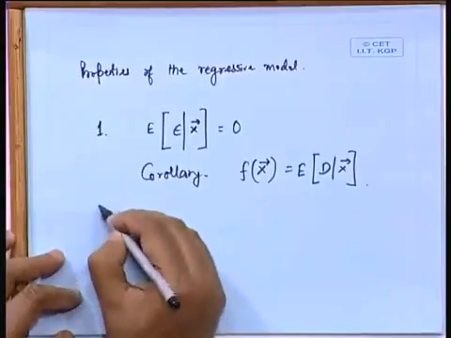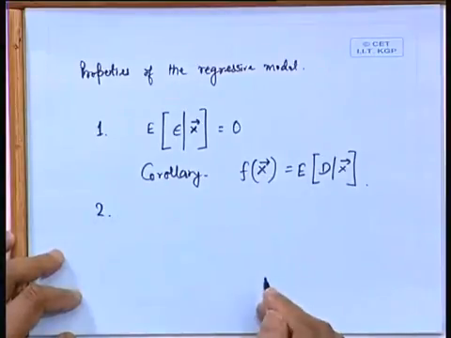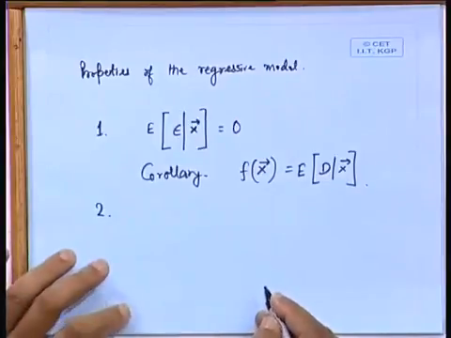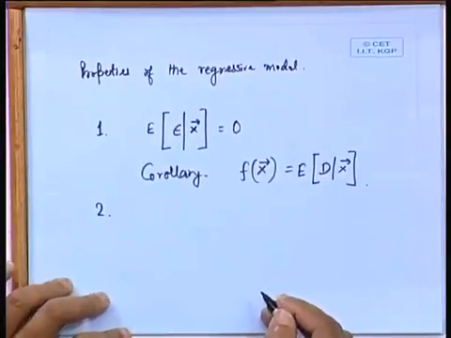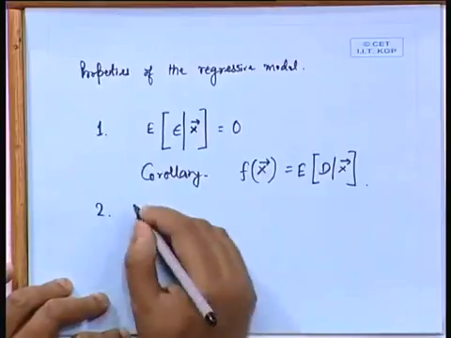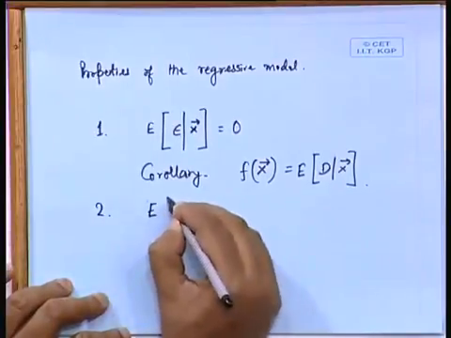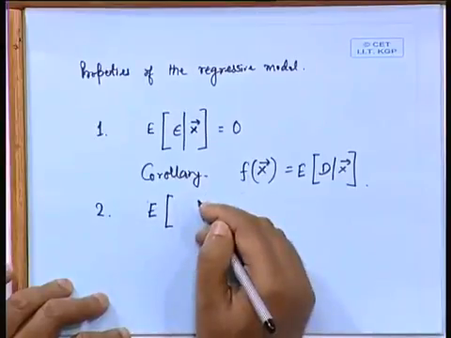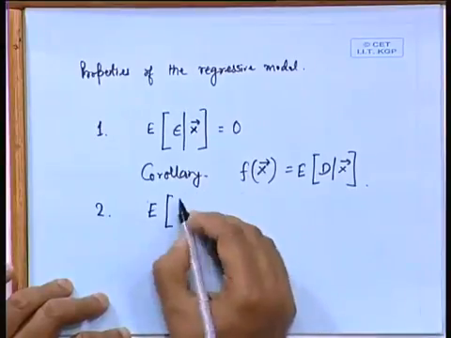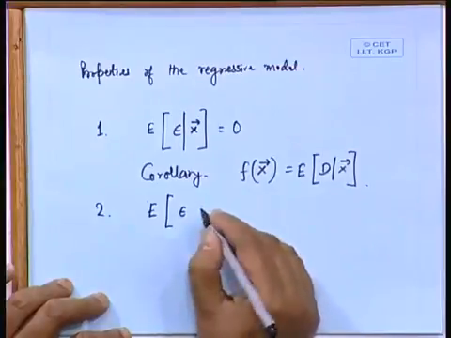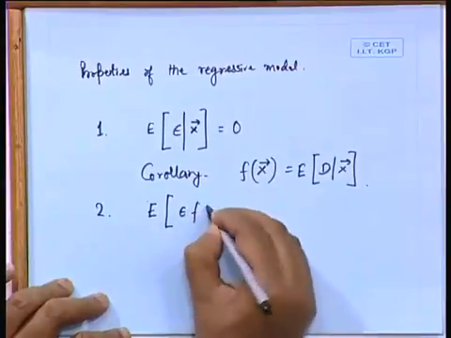And the second interesting property is that the expectational error is uncorrelated with the function f of x. That means the expectational error epsilon is uncorrelated with the function f of x.